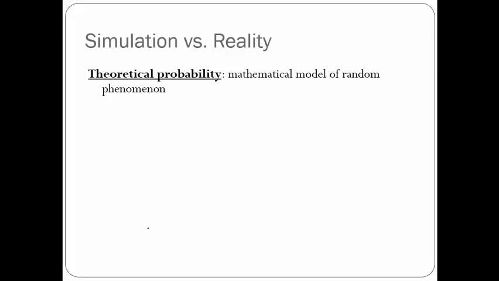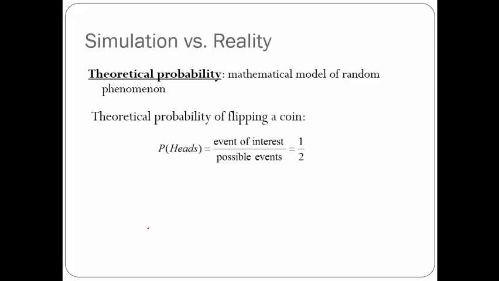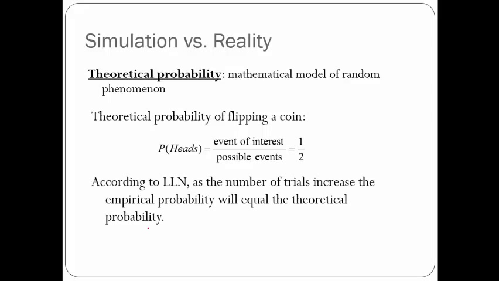Now, as you're starting to get into this, what you see is if we keep doing this thing over and over again, what we're getting closer to is what's called a theoretical probability. So the theoretical probability of flipping a coin is 1/2. If we kept flipping and flipping and flipping, according to the law of large numbers, which we've already touched on, as the number of trials increases, the empirical probability, what we actually do, should get very, very close to the theoretical probability.